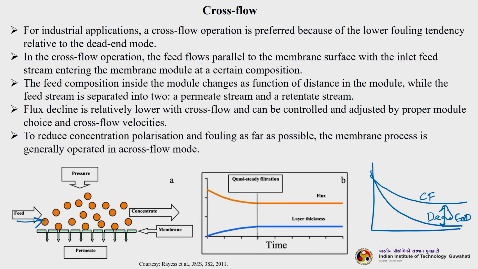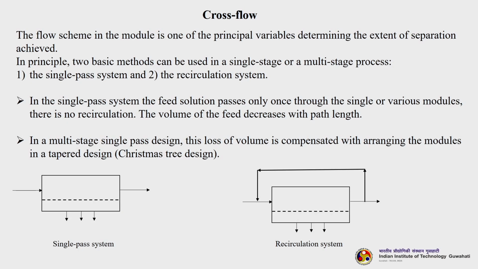So, the flow scheme in the module is one of the principal variables determining the extent of separation. In principle, two basic systems are actually used. One is called the single pass system and the other is the recirculation system. In single pass we feed the feed from here, and we get retentate here and permeate here. In the recirculation system, part of the feed, actually the retentate, we are recirculating to the feed here.